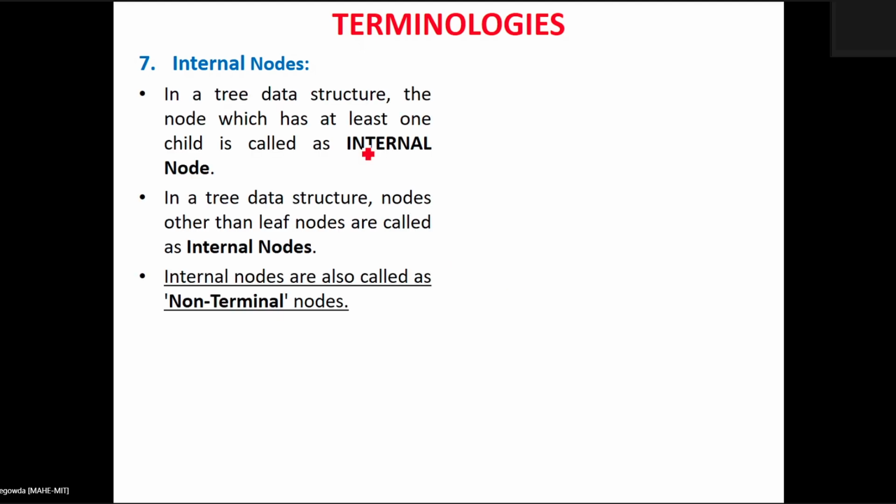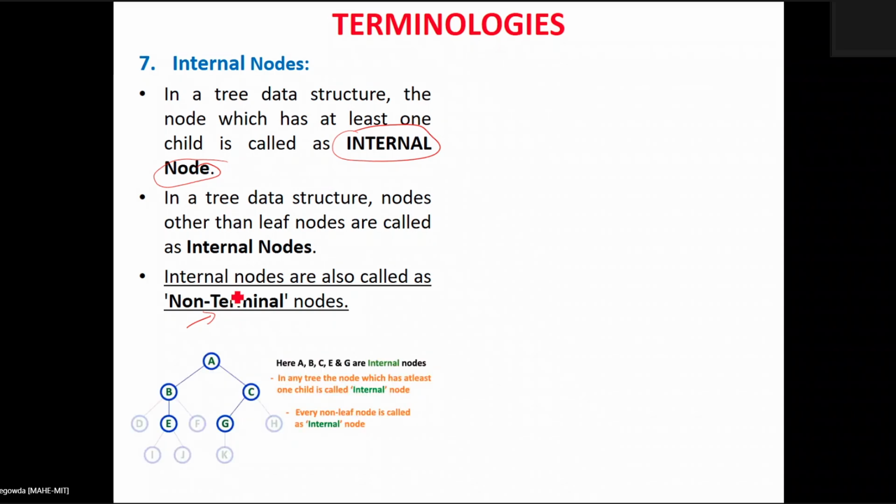So next we have internal nodes. In a tree data structure, the node which has at least one child is called an internal node. Any node with at least one child is called an internal node. So nodes other than the leaf nodes are called internal nodes. These internal nodes are also called non-terminal nodes, whereas leaf nodes are called terminal nodes because those nodes do not have any child, whereas internal nodes have at least one child.